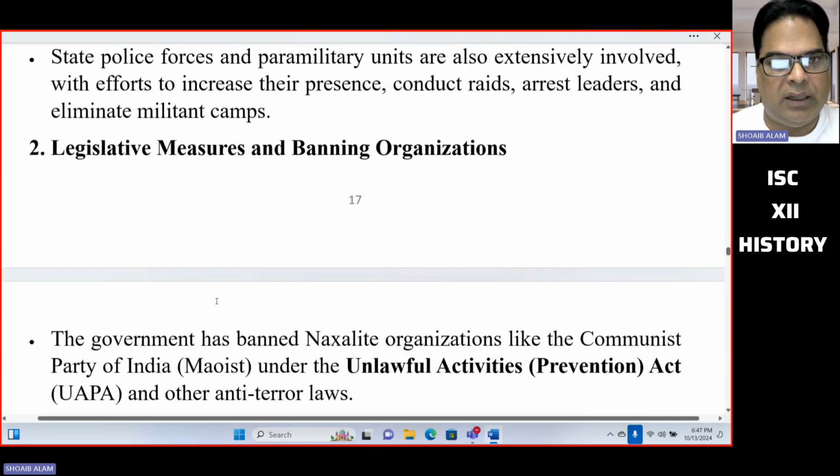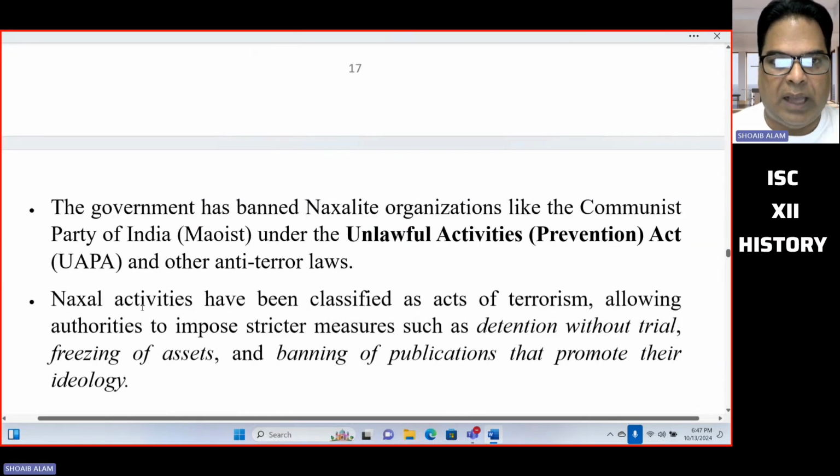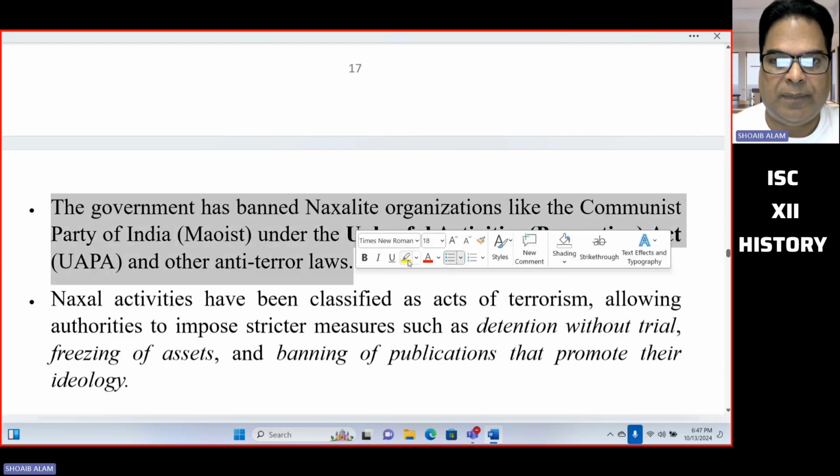Legislative measures were also taken, banning organizations. You can see here that the government has banned Naxalite organizations like the Communist Party. This is the one.